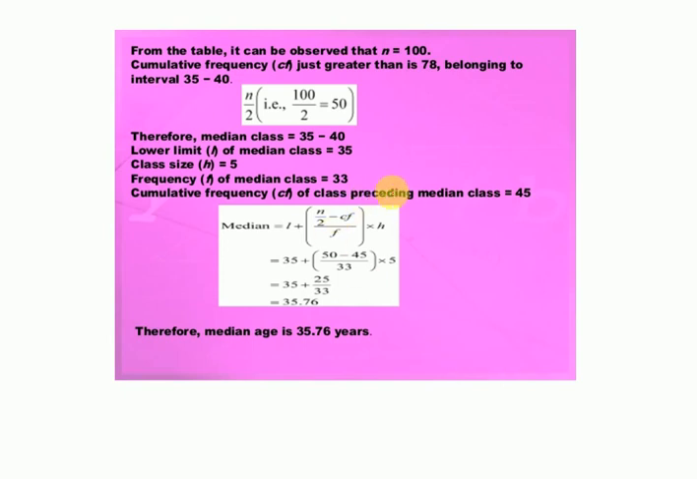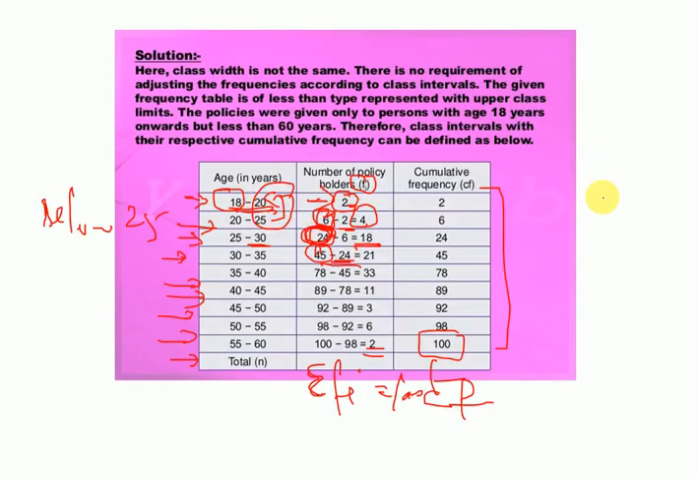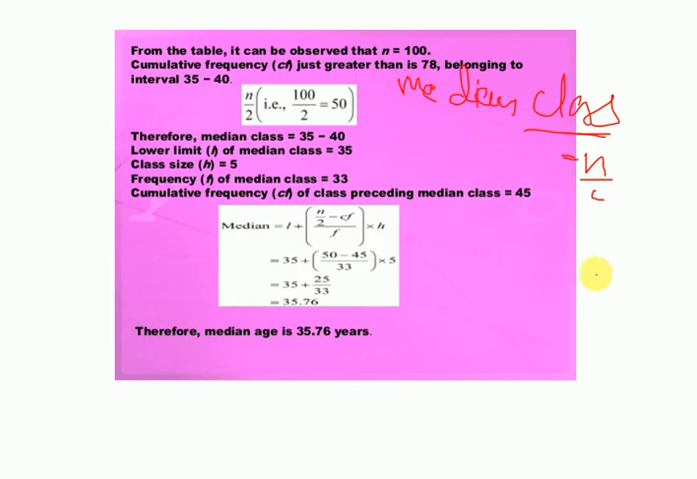Now here we use the formula first. So first of all we will find out the median class. How will I find the median class? That is by using the formula n upon 2. Now here what is n? N here is the sum of frequencies, or you can also say this is n, the last value of CF. So n upon 2 will be 100 upon 2. That will be 50. Right.